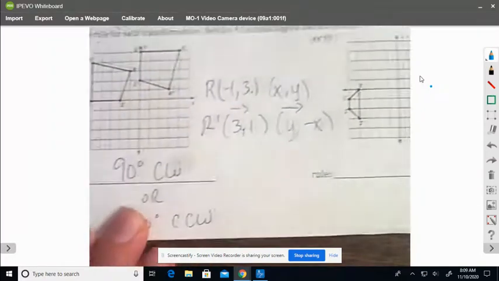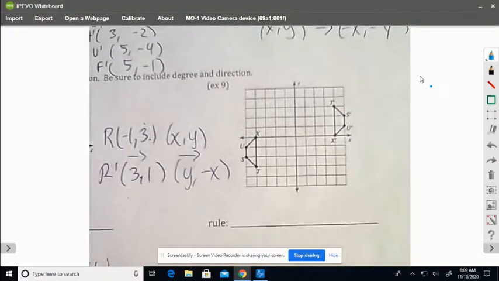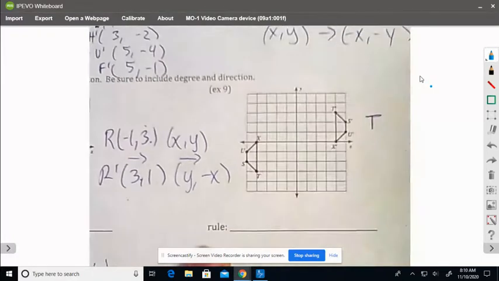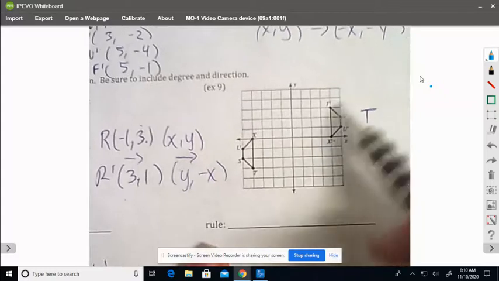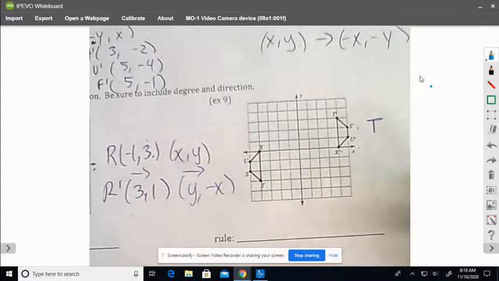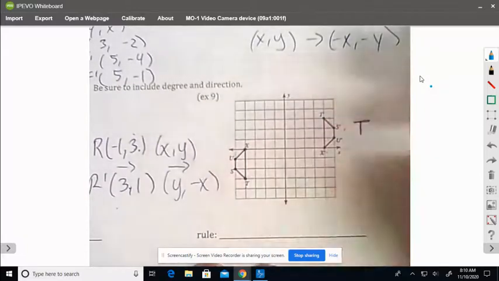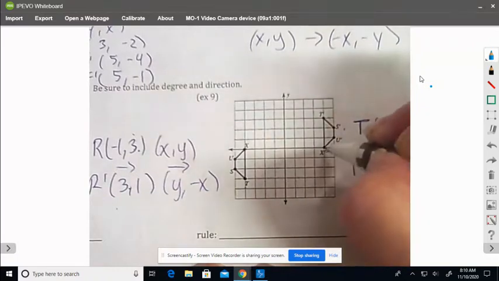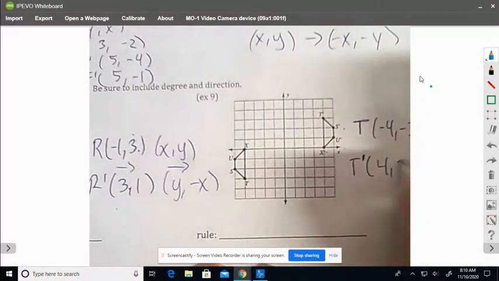Okay. This one over here, I'm going to do the same thing. I'm just going to pick a point. So I'm going to go at T. Pay attention. This has all the tick marks. So this is your second image. So I want to start with this T. This T is at point -4, -3. And this T prime over here is at 4, 3.